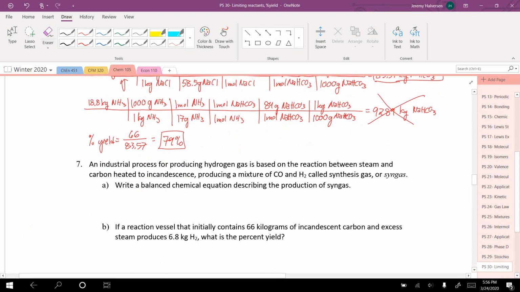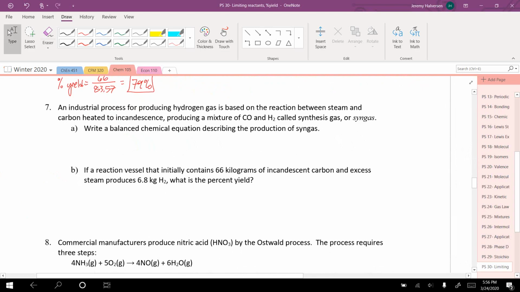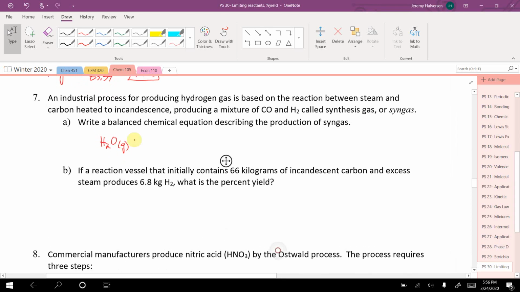All right. An industrial process for producing hydrogen gas is based on the reaction between steam and carbon heated to incandescence, producing a mixture of CO and H2 called synthesis gas, or syngas. Write a balanced chemical equation describing the production of syngas. Steam is gas, water, and carbon, I'm going to just guess that carbon is solid, producing CO gas and H2 gas. Looks like it's already balanced.